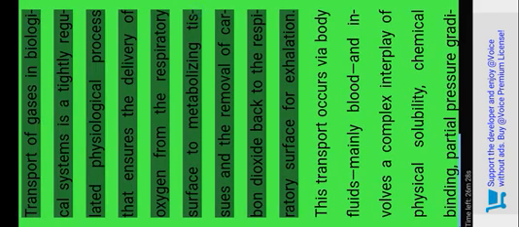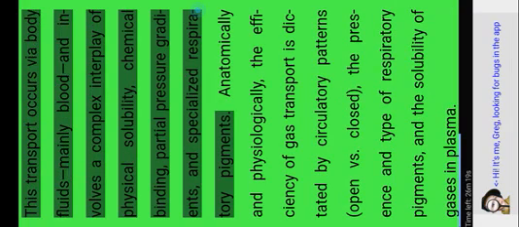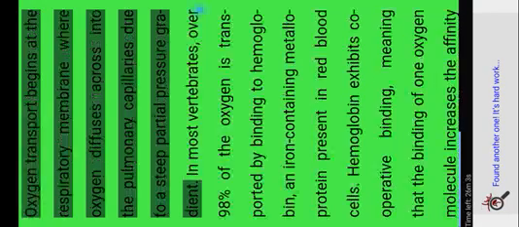Transport of gases in biological systems is a tightly regulated physiological process that ensures the delivery of oxygen from the respiratory surface to metabolizing tissues and the removal of carbon dioxide back to the respiratory surface for exhalation. This transport occurs via body fluids, mainly blood, and involves a complex interplay of physical solubility, chemical binding, partial pressure gradients, and specialized respiratory pigments. Anatomically and physiologically, the efficiency of gas transport is dictated by circulatory patterns, open versus closed, the presence and type of respiratory pigments, and the solubility of gases in plasma.